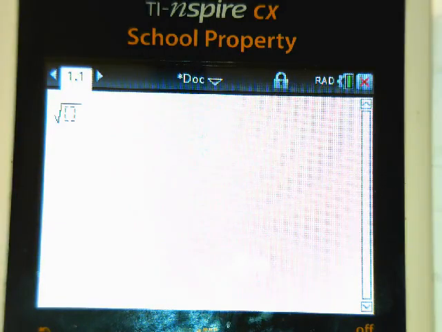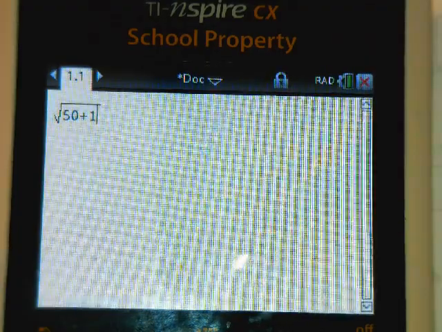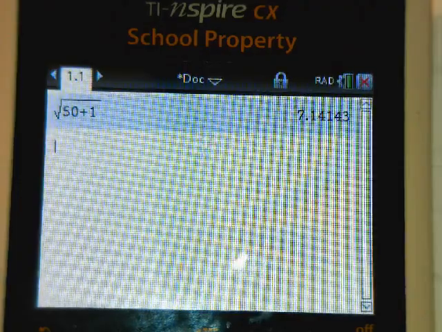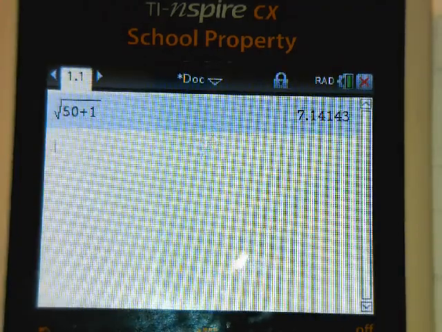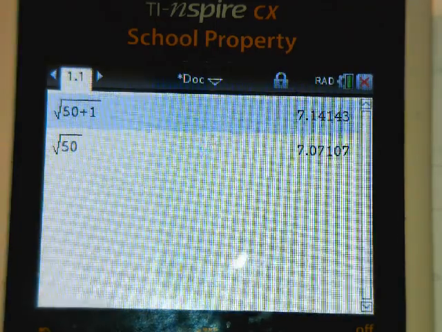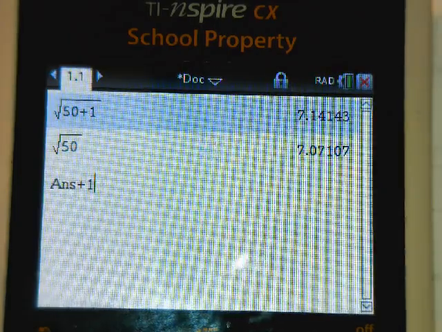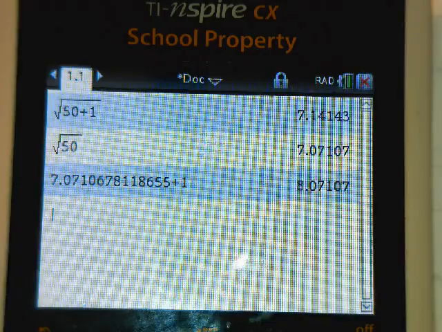If you put in the square root of 50 and then you just put plus 1, it doesn't give you the correct answer. It gives you what the square root of 51 would be, because 50 plus 1 is 51. That's not what you're looking for. So the easiest thing to do would be to find the square root of 50, hit enter, and that gives you 7 and 7 tenths. And then you just hit plus 1, and that'll take the answer you got here and add 1 to it. And so it's 8.07. That's what you're looking for.